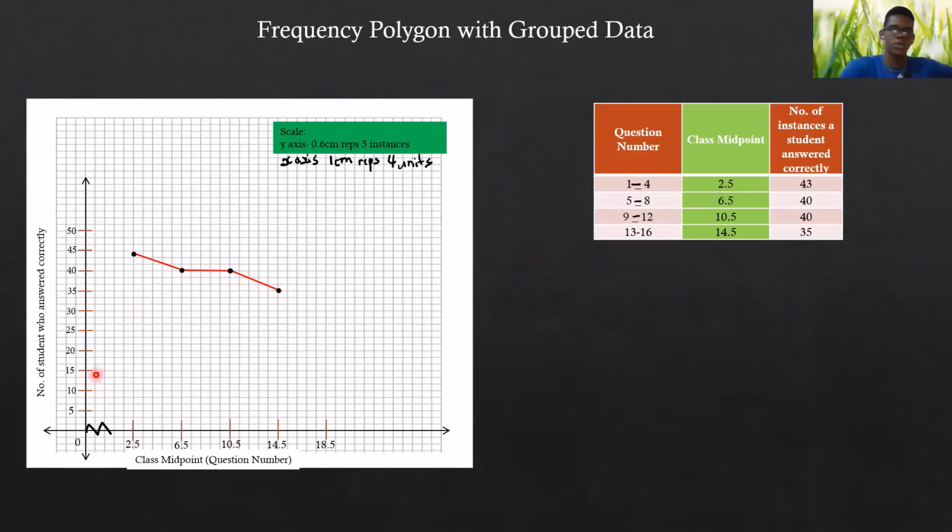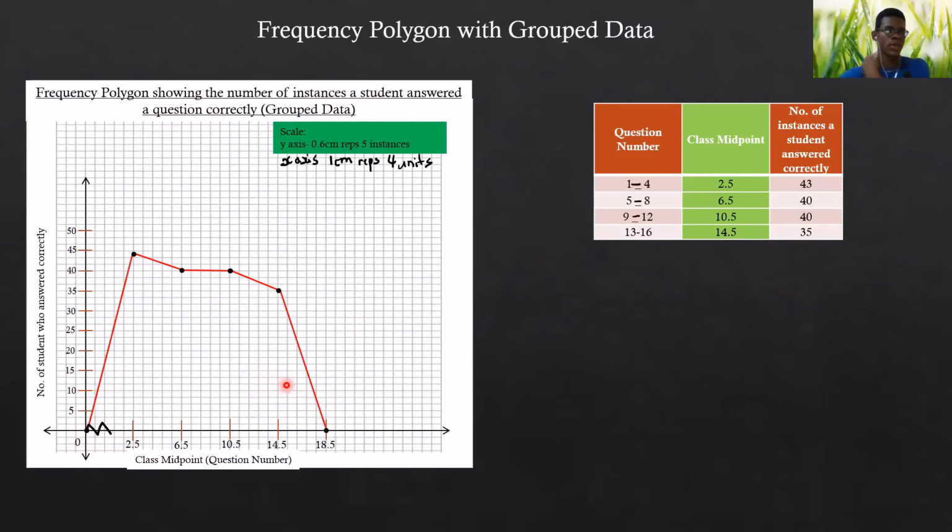Now, the next thing to do would be to get our boundary points, right? Usually our lowest is 0, and we have 18.5 because we know what the next midpoint would be, right? So we have our points at these 2, I want to call them boundary points, and that would close off to give us our frequency polygon, right?